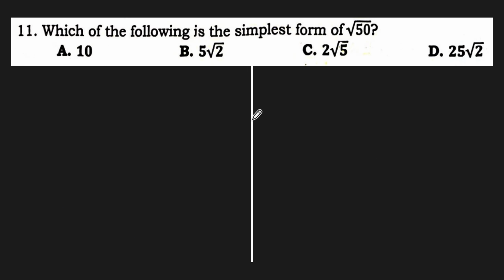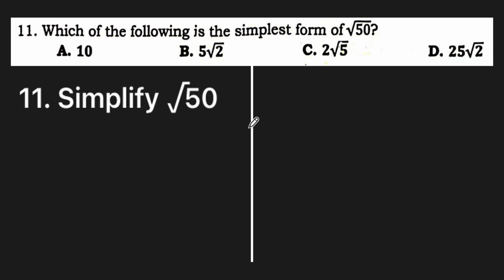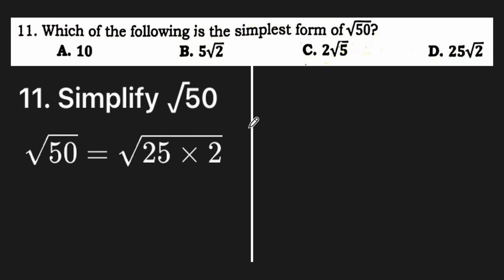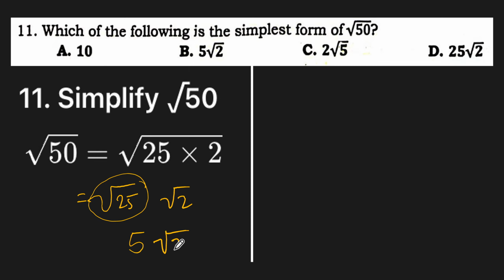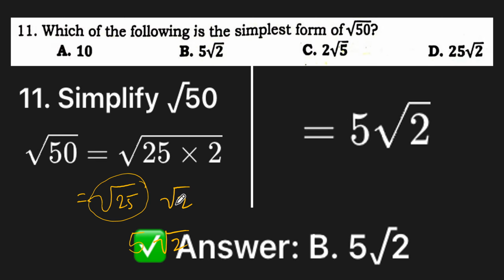Which of the following is the simplest form of the square root of 50? Again, we have to simplify the square root of 50. To simplify that, we have to find the factors of 50 that has a perfect square number. So we have 25 times 2. Then we get the square root of 25 and then the square root of 2. The square root of 25 is equal to 5, so we have 5 square root of 2. And the answer would be letter B, 5 square root of 2.